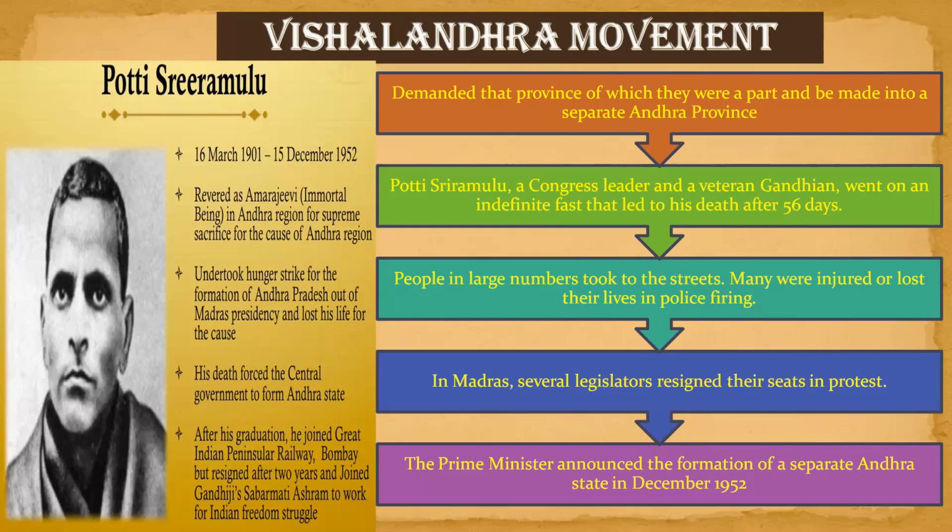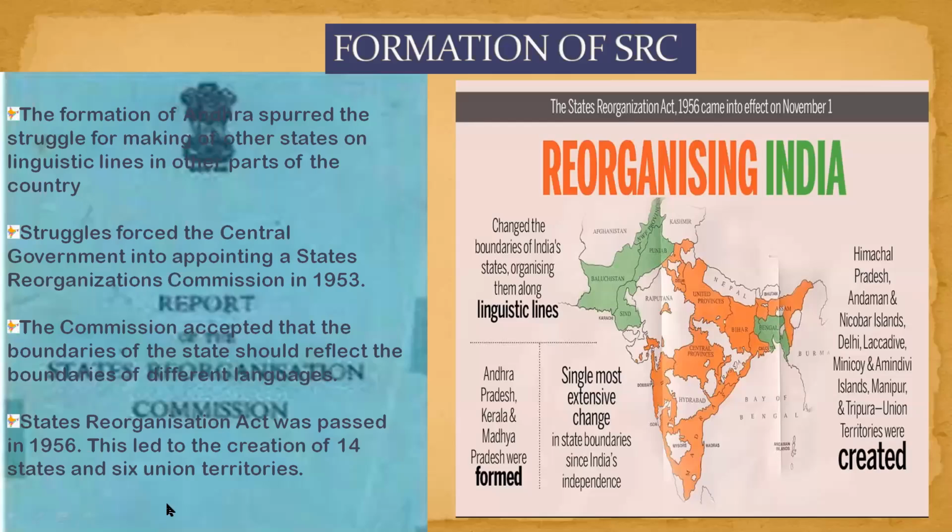And so the Prime Minister announced the formation of a separate Andhra state in December 1952. And that is how Andhra Pradesh was formed. After this, many other states also started asking for a separate state on the basis of language and culture. And these struggles forced the central government to appoint a State Reorganization Committee in 1953 and asked it to form a report and work on it to know what exactly is required for the country.